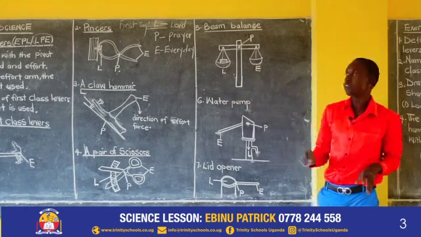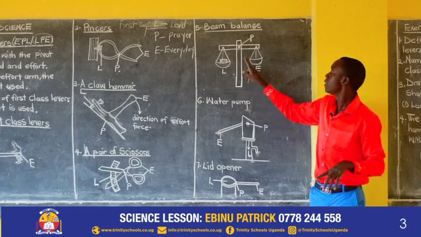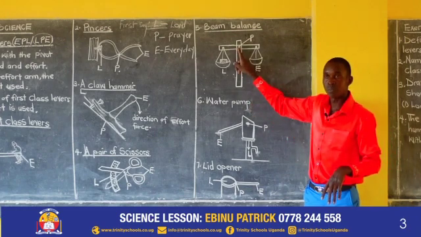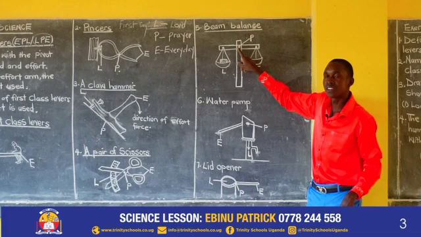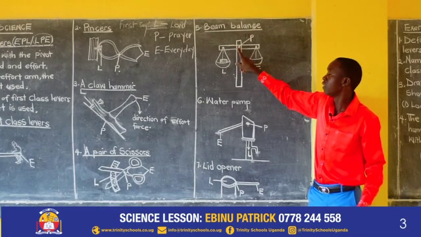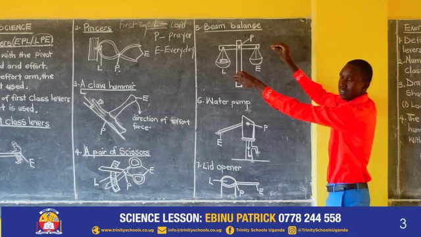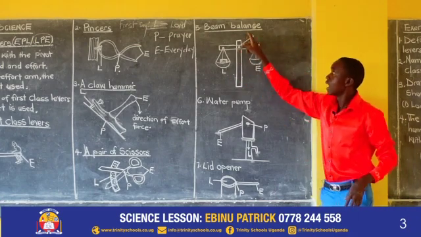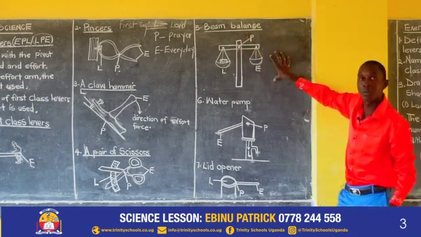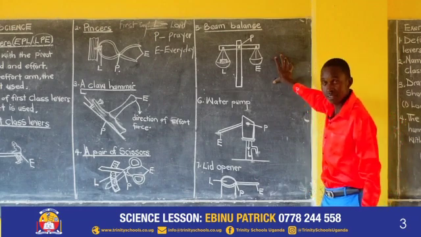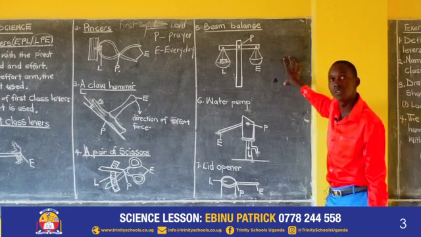Where is the pivot on this beam balance? The pivot is found on this point here, which I have marked with the letter P. This is the pivot, where this lever can balance. I repeat, this type of scale is called a beam balance. A weighing scale is normally used in shops.